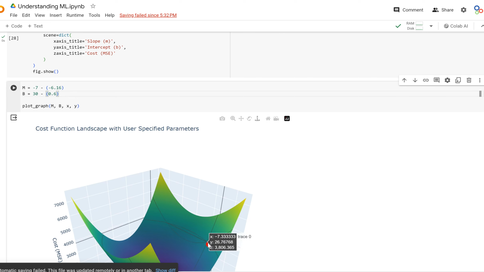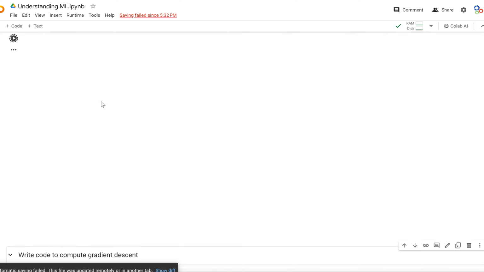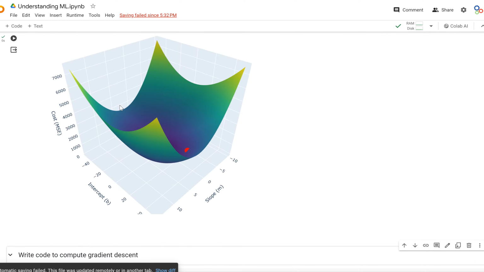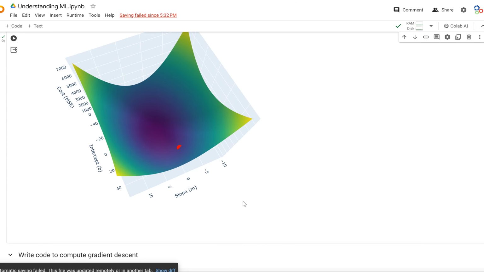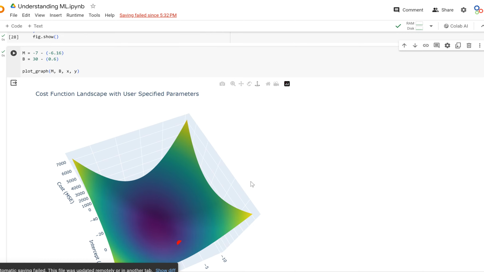Now remember, the cost is 3780. This update should move that ball down that hill and actually get us to a point where we have a lower cost. And it's already looking good. Our cost now is 12.35. That's a lot better. Now we're going to update it again. We're going to subtract -1.97 away from m. And we're going to subtract 0.58 from b.